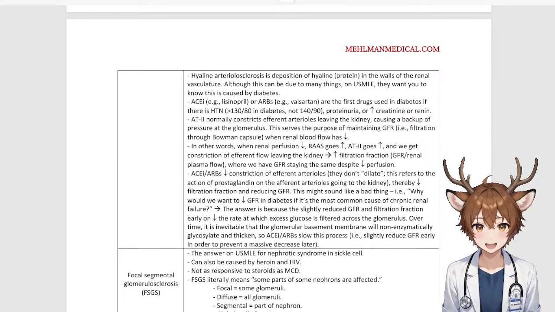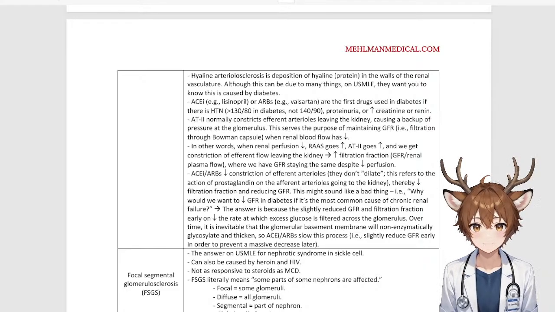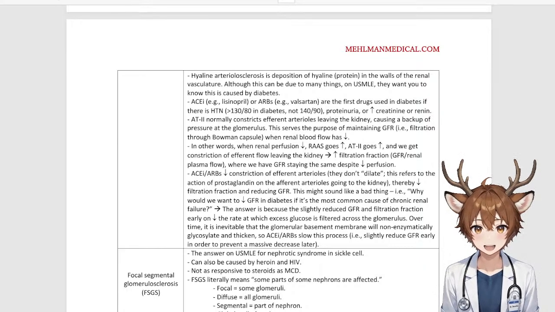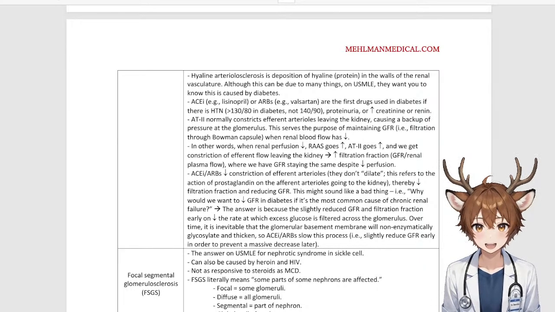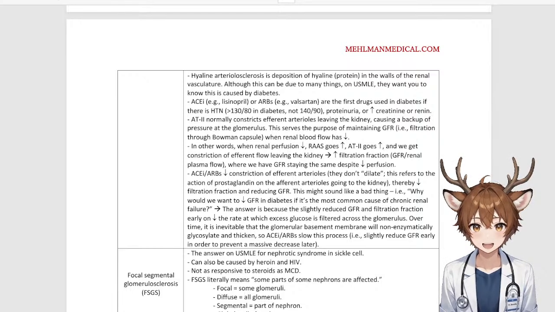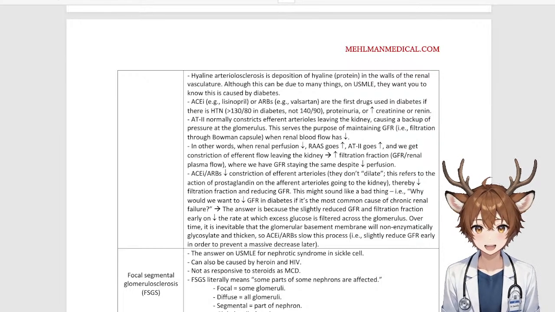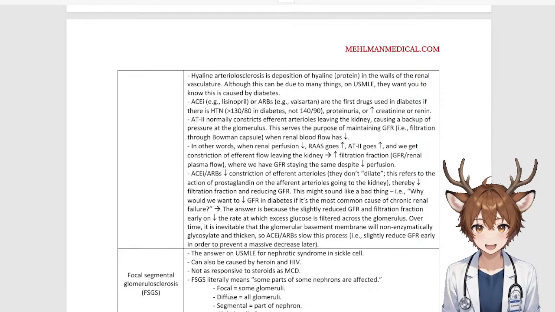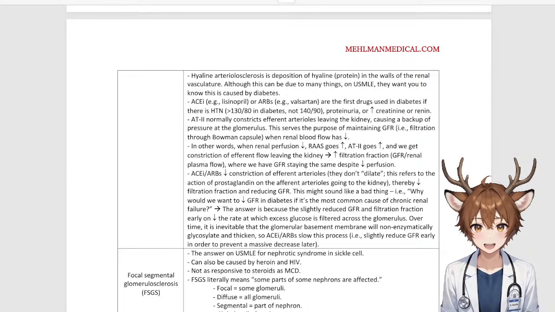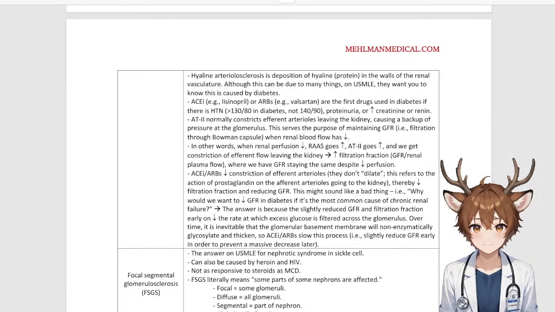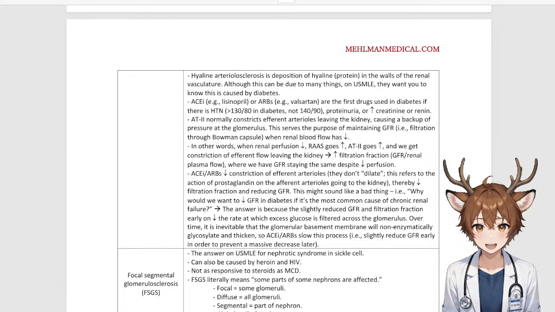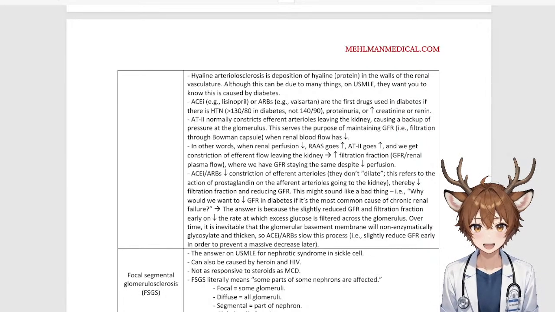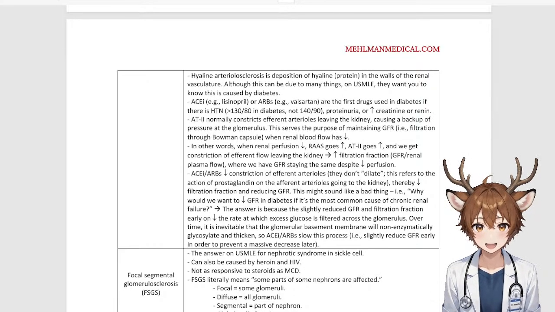Angiotensin II normally constricts the efferent arterioles leaving the kidney, causing a backup of pressure at the glomerulus. This serves the purpose of maintaining GFR, i.e. filtration through the Bowman capsule where the renal blood flow has decreased. In other words, renal perfusion decreases, RAS goes up, angiotensin II goes up, and we get constriction of efferent flow leaving the kidney. This leads to filtration fraction increasing, GFR over renal plasma flow, where we have a GFR staying the same despite a decrease in perfusion.